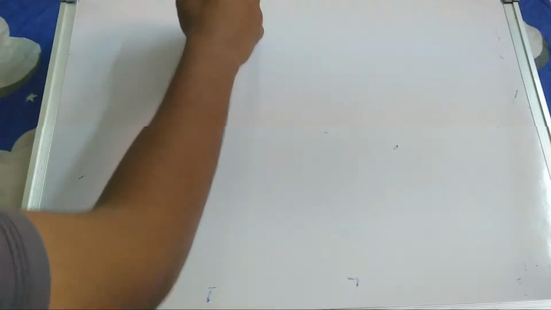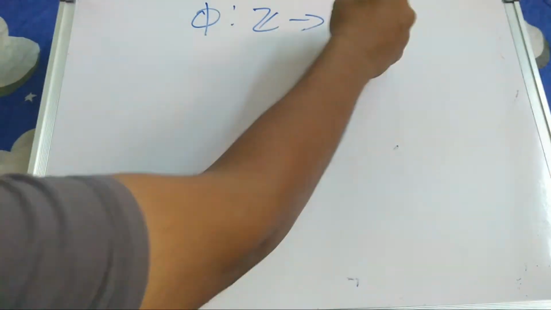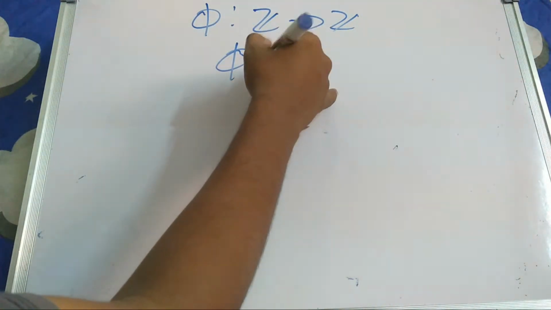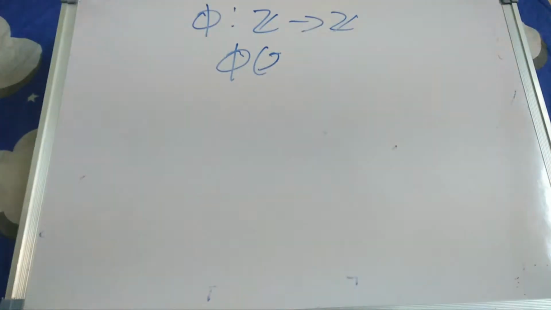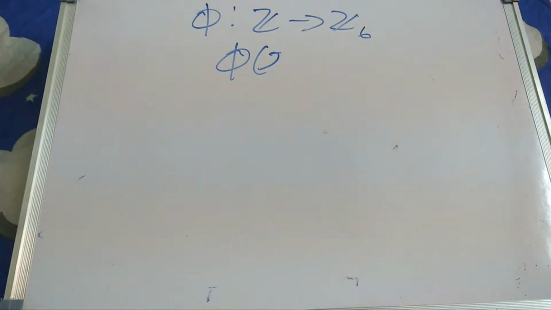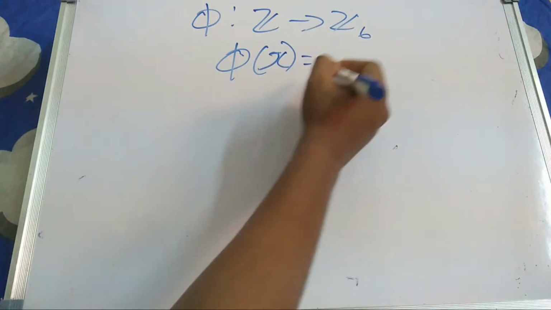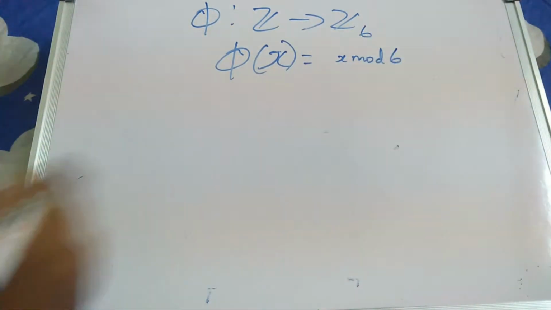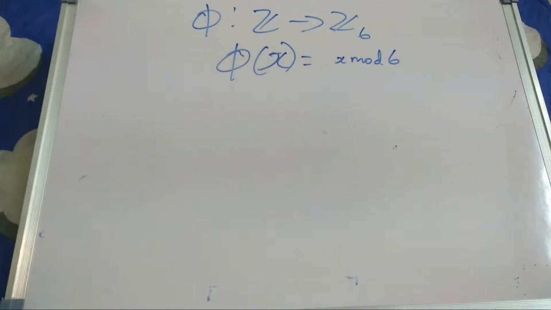So let us define phi from Z to Z. Okay, not Z. Maybe, this will be an example which will be clarifying your doubts. Maybe I will define the mapping from Z to Z6. Define phi of x is equal to x mod 6. So this is not the proper notation.